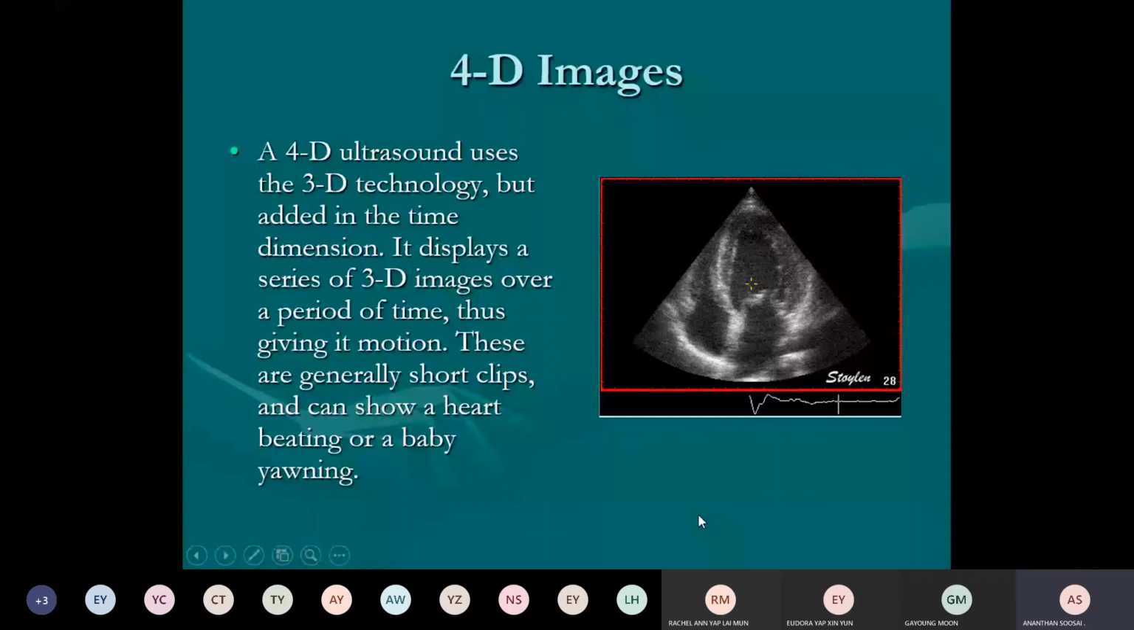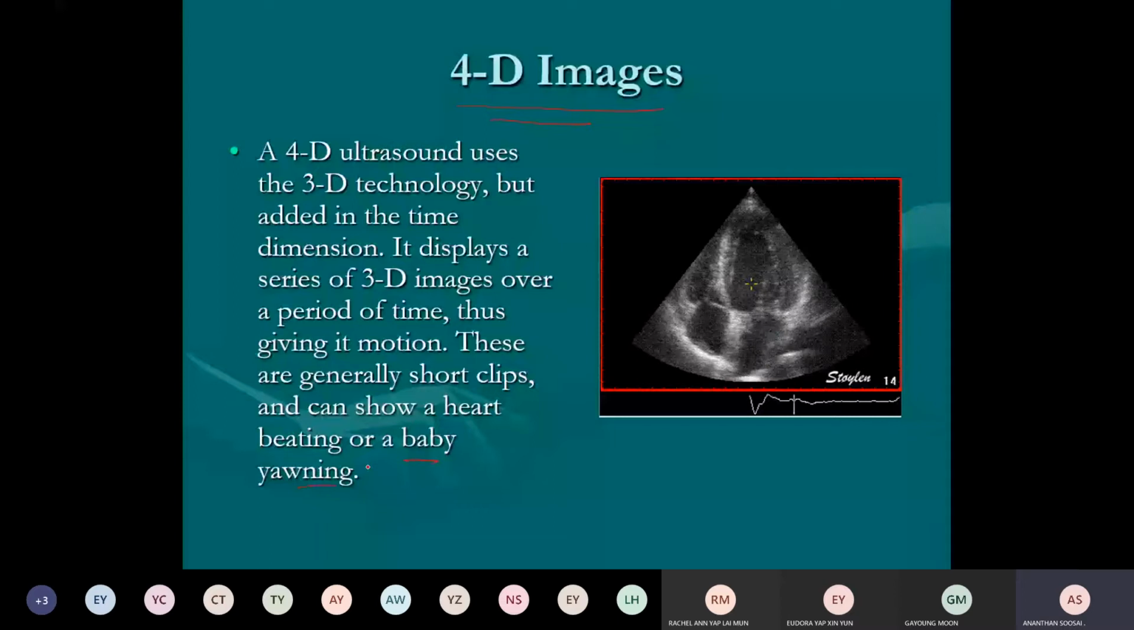And this is a 4D image. 4D means not only a 3D view, but also the movement. You can see the movement. This is the heart beating of a baby. It's a baby and it's yawning.